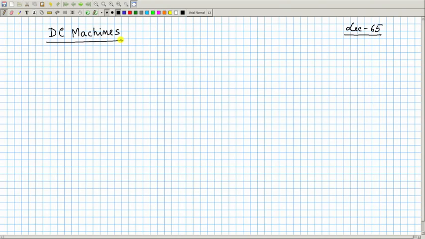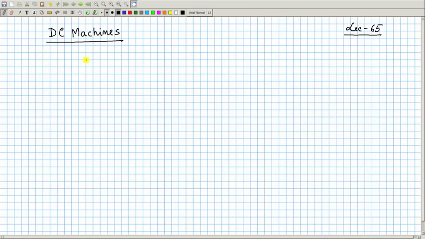Welcome to the 65th lecture. We have been discussing DC machines, and we are discussing simultaneously the generating as well as the motoring mode. And in our last class, last two lectures maybe, we found the two most important formulas, which will be used often to study the performance of DC machines.